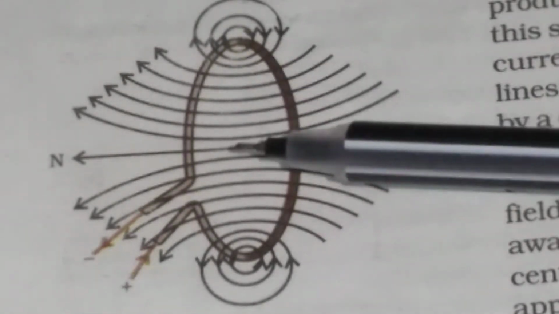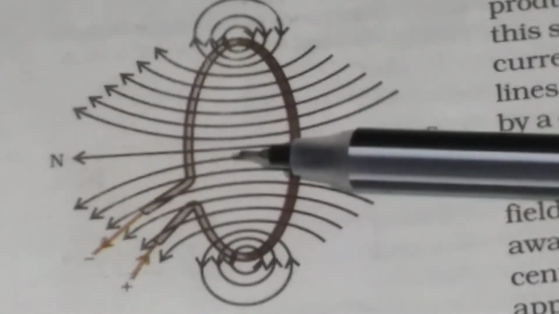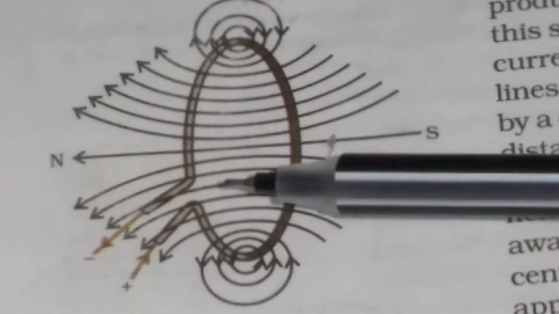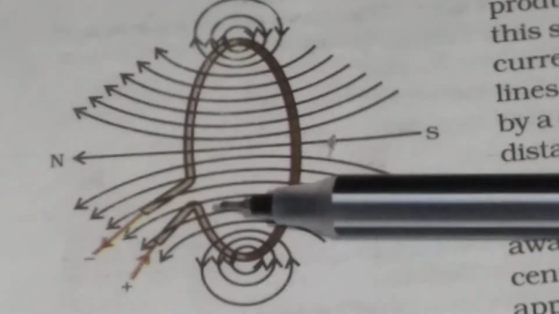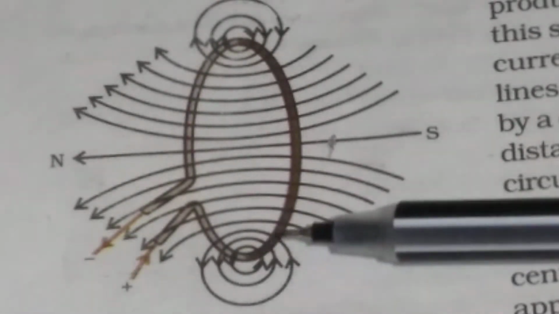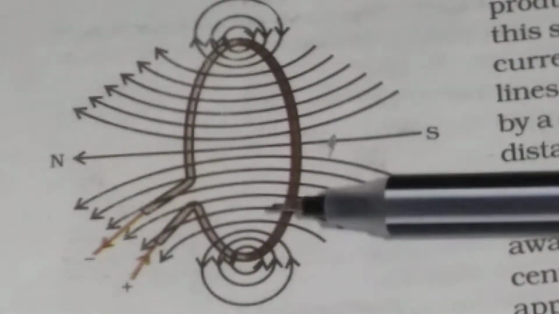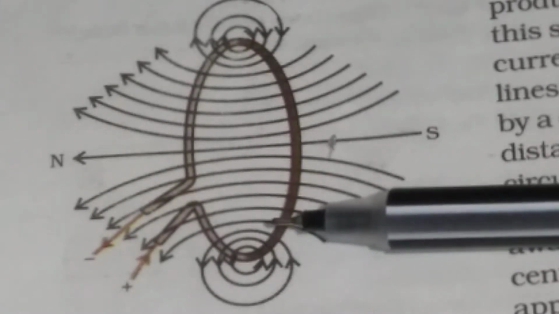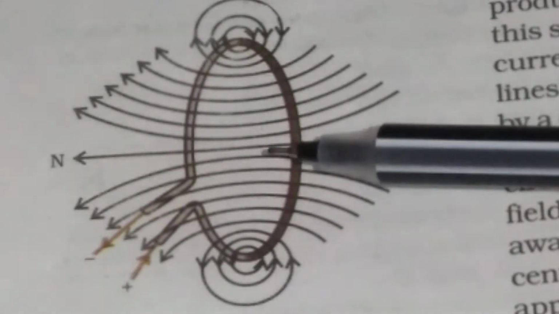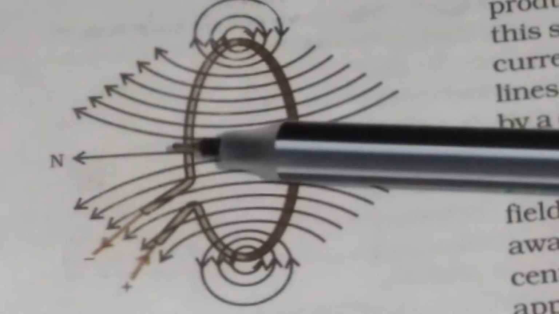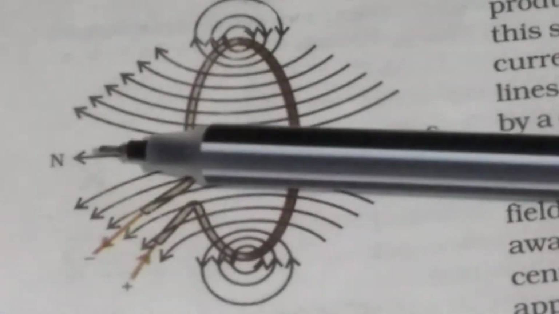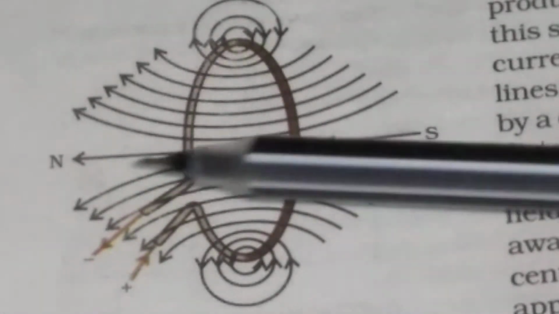As you move towards the center of the circular coil, the magnetic field line is straight due to all points in the circular coil. So if you imagine all points of the circular coil and you apply your right hand thumb rule, then at the center, for all the points, you will get a straight magnetic field. Here you will get a straight magnetic field.